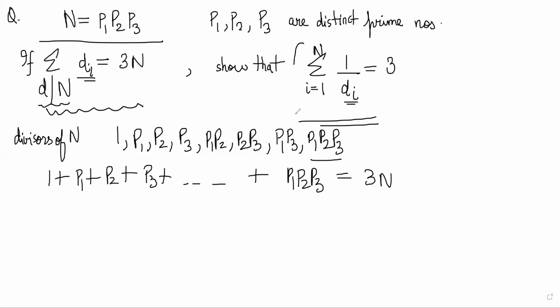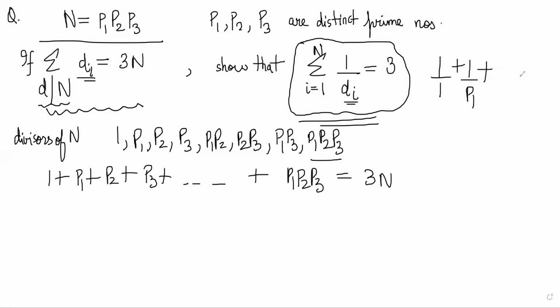What do you have to find actually? You have to find this one, right? 1 by 1 plus 1 by P1 plus so on, till 1 by P1 P2 P3. This is what you have to find.